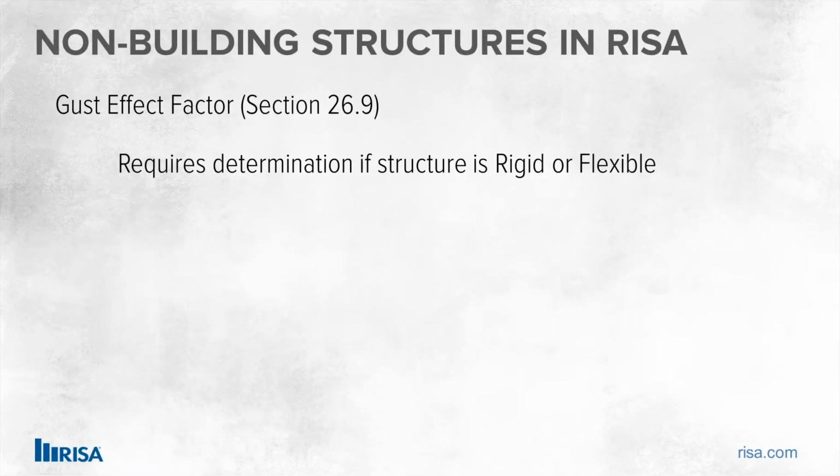Next, we'll talk about the gust effect factor. So for gust effect factor, we need to figure out whether our structure is rigid or flexible. In this case, we're going to assume that the tower and the tank are actually not structurally connected to each other. So there's a separation in between those two. And of course, if they're structurally isolated from each other, then that means that one of them could be rigid and one of them could be flexible.